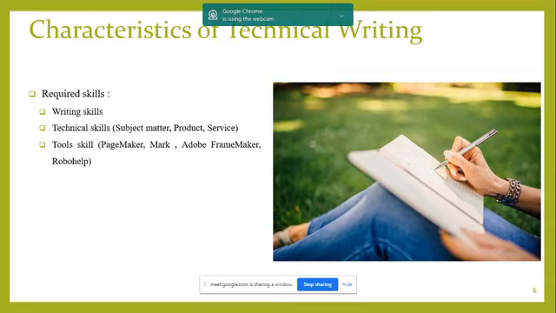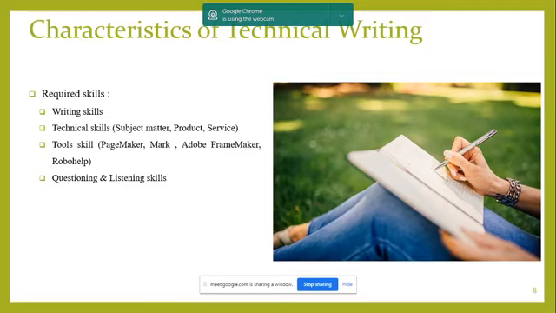Tool skills, I mean, this is a very important thing. Everybody knows that we will be using Microsoft Office tools. Apart from the Office tools, we have some other tools also, called PageMaker, Adobe FrameMaker, RoboHelp. These are the tools available online. You can get them, and mostly these are paid ones. You can try with your budget. These tools are very good, so you can try them out in your paper.